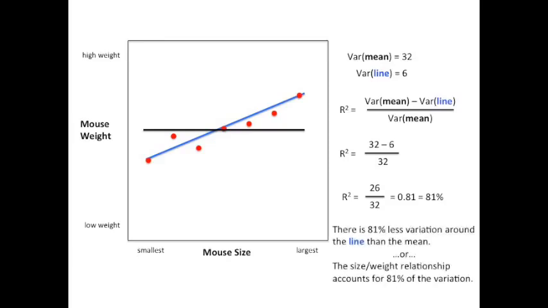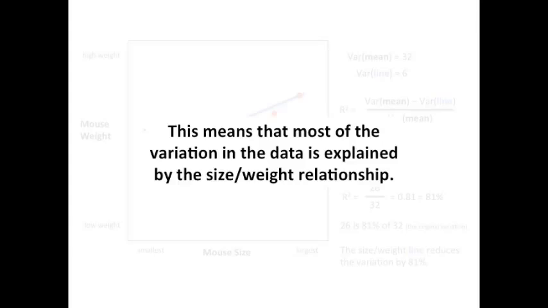This means that there is 81% less variation around the line than the mean. In other words, the size-weight relationship accounts for 81% of the total variation. This means that most of the variation in the data is explained by the size-weight relationship.